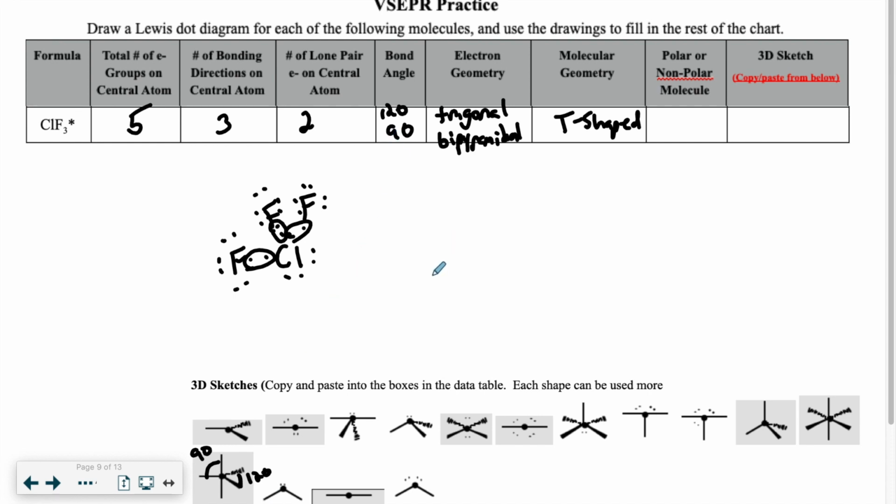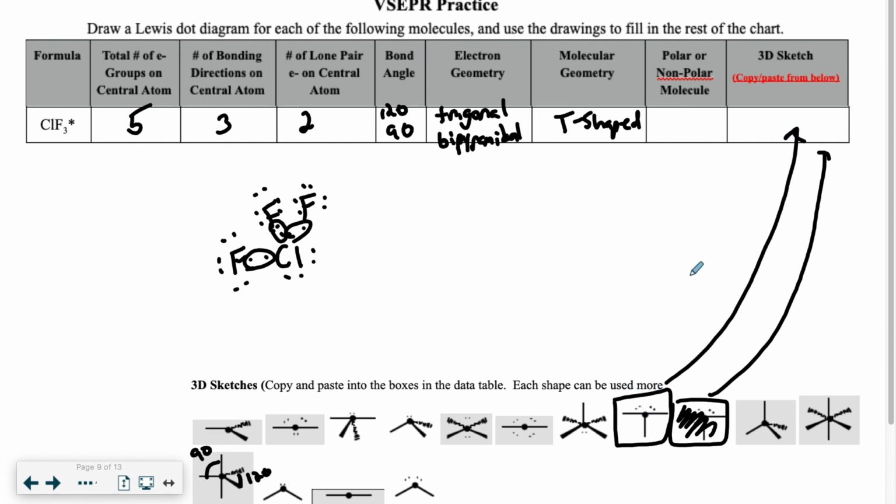All right, for our 3D sketch for this one, we have 2 lone pairs and the 1 bond, and it should be the T-shape. So that's this one right here. So this we get copy and pasted into your box. Actually, hold on 1 second. I picked the wrong T-shape. It should be this one. So we only had the 2 lone pairs. So that's the one that should go up here.